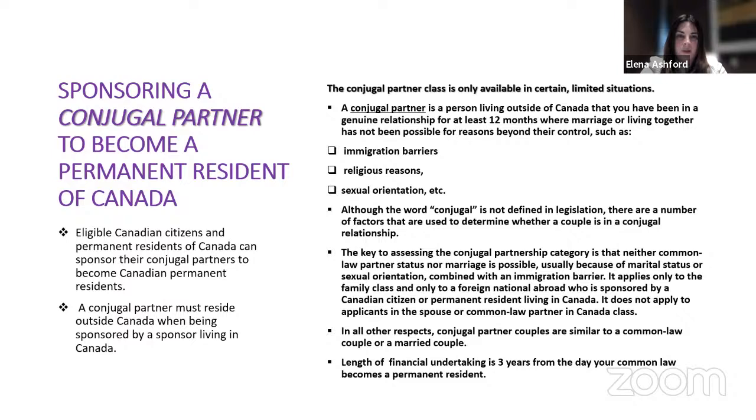Another question is, do the spouse rules work for polygamous marriages too? They do not. No. As far as I know, they don't recognize polygamous marriages.